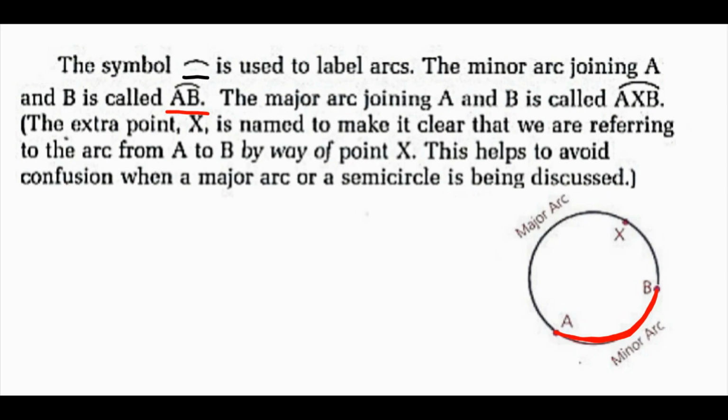Now, my major arcs, I label with 3 letters. This helps me avoid confusion about which arc I'm talking about. So if I'm talking about arc AXB, I start from A, go towards X, and finish at B, and then I would have my major arc AXB labeled AXB with my arc symbol.